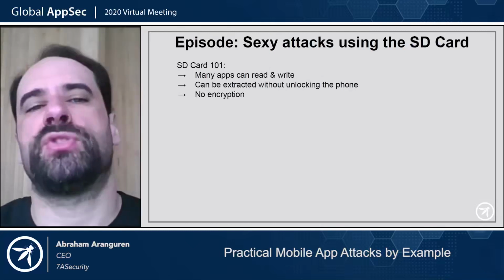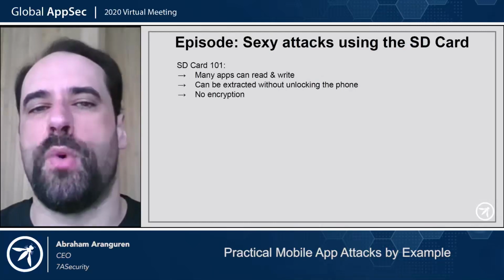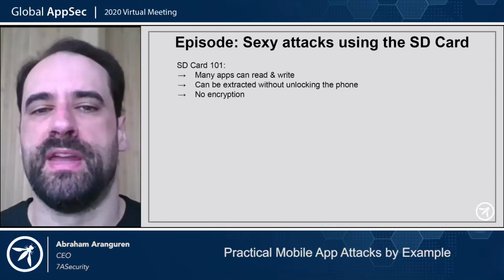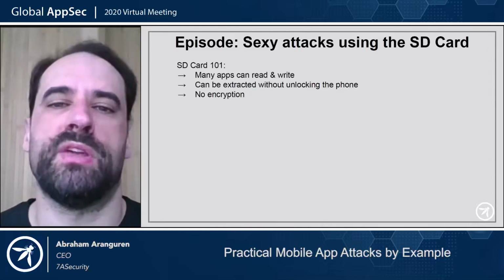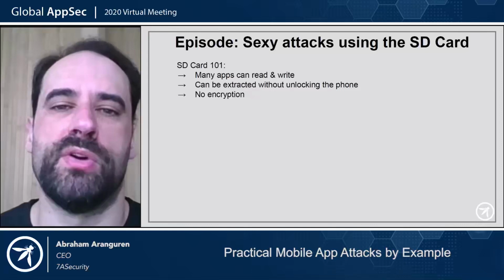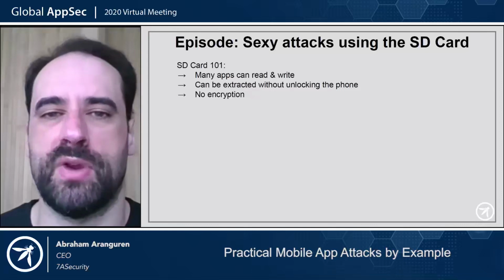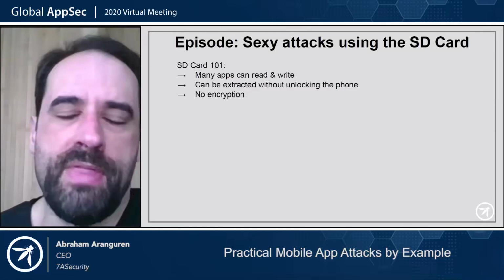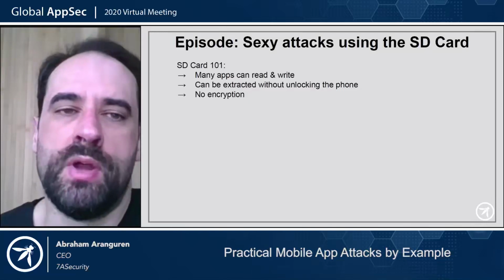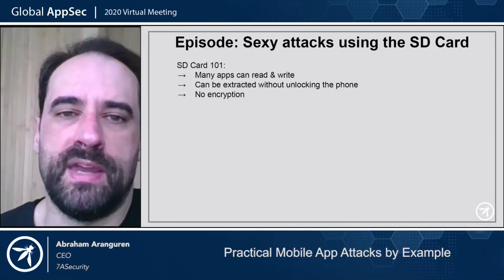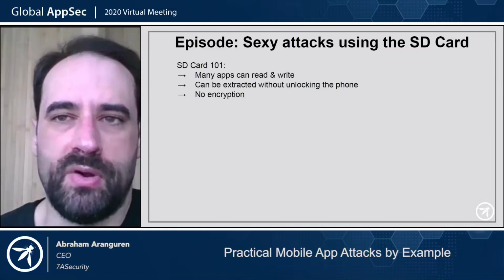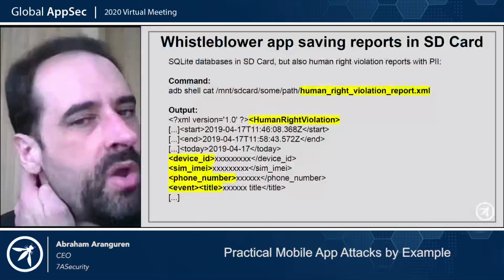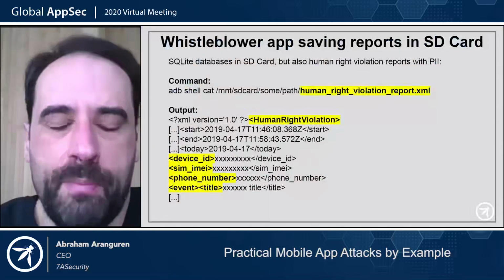Now, on Android, the SD card is kind of the Wild West, because many applications can read and write data there. It can be extracted without even unlocking the phone. For example, a regular thief can steal your phone and extract the SD card without unlocking the phone first, and there's typically no encryption. So this makes the SD card a perfect location for physical attacks and attacks from other applications on the phone.